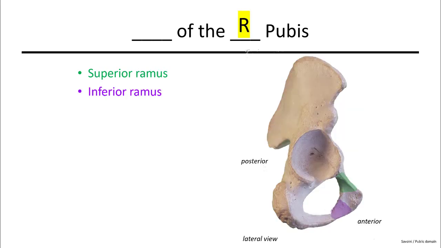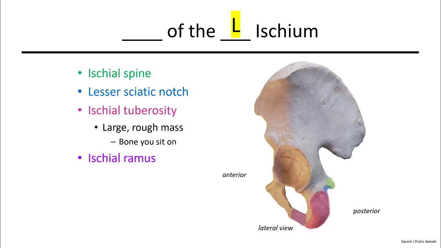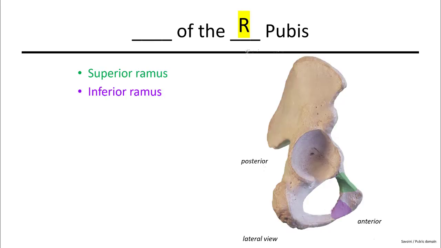On this right pubis or right ossa coxa, there are only 2 features. We have the inferior ramus, which is more medial than the ischial ramus, and then we have the superior ramus.